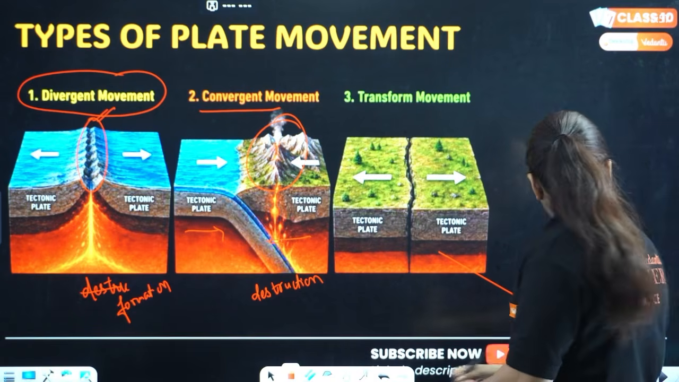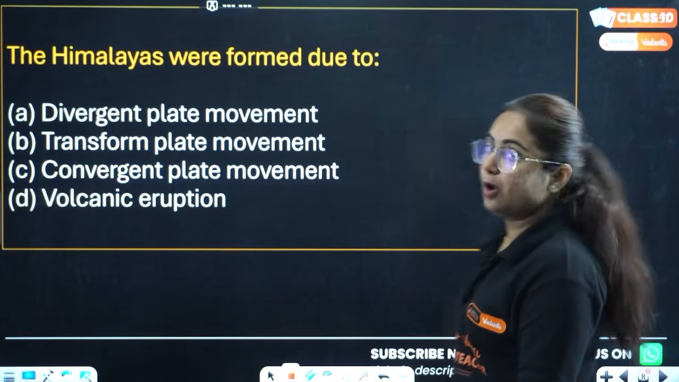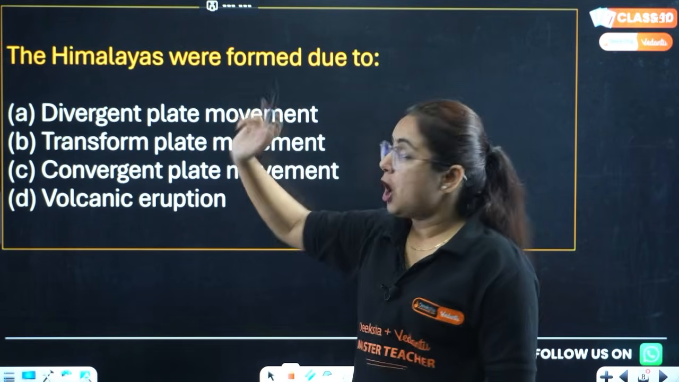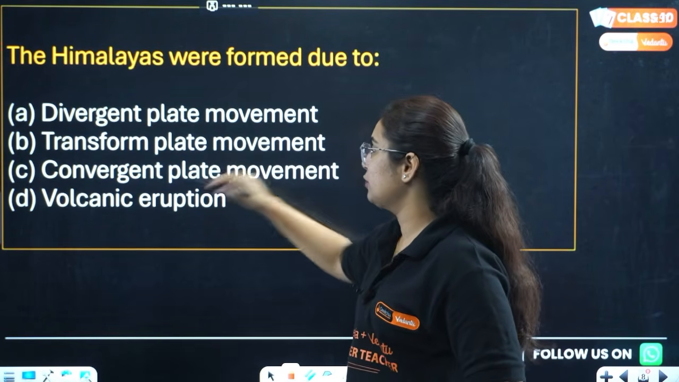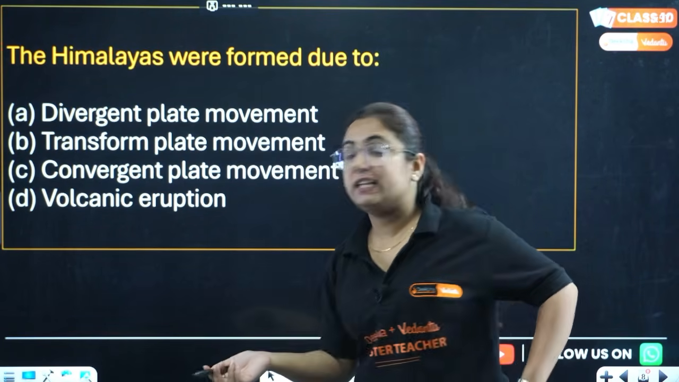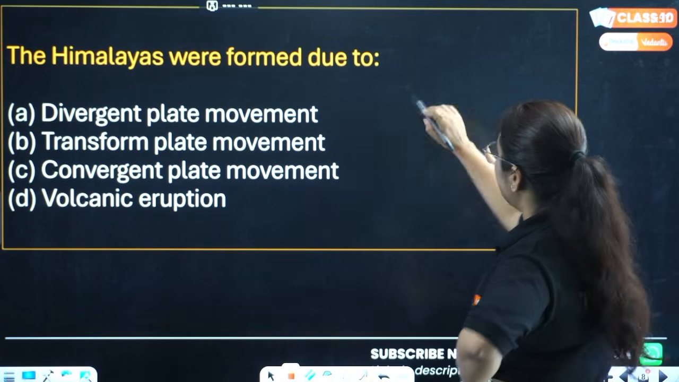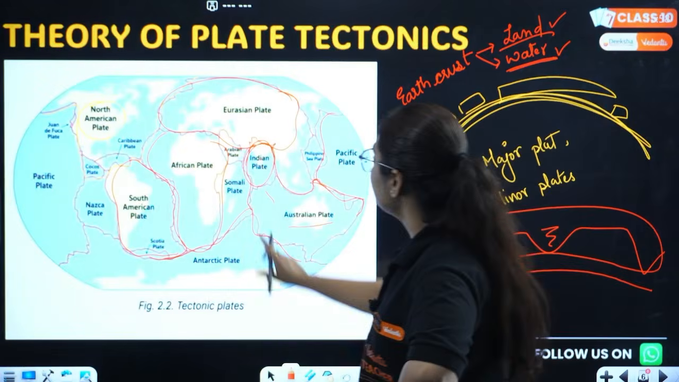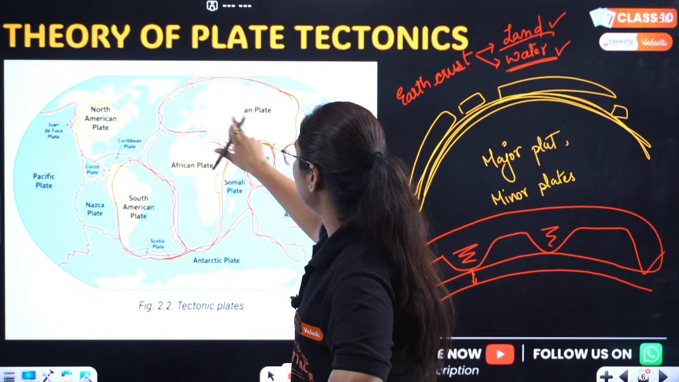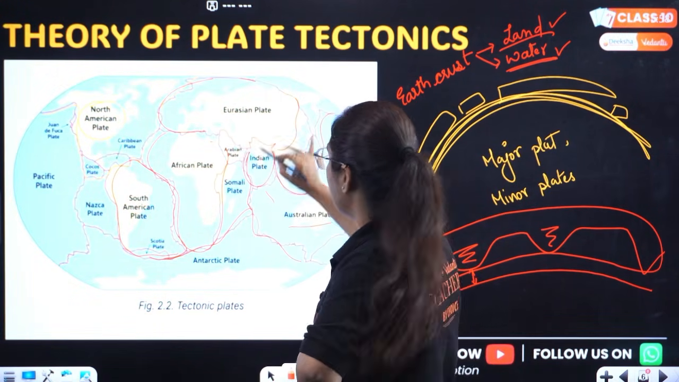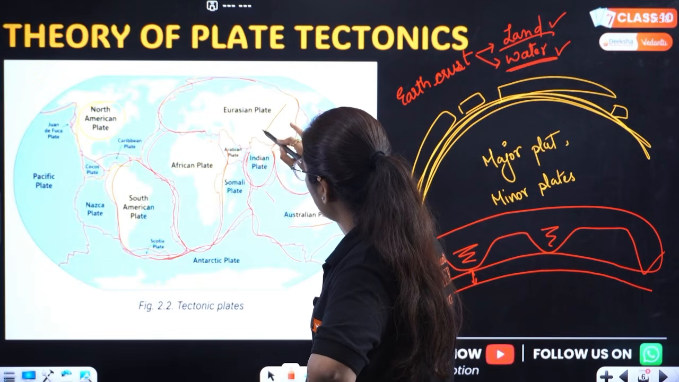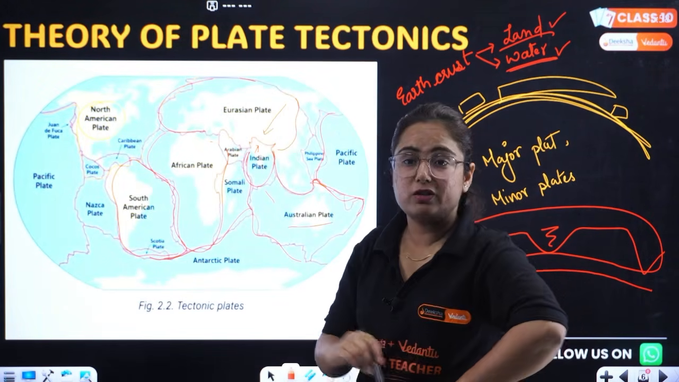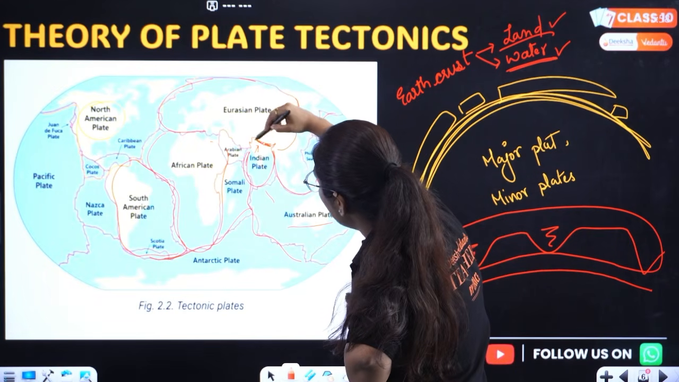These are the types of plate tectonic movements. Now comes the question: the Himalayas were formed due to, what do you think? Option A, divergent plate movement, B, transform, C, convergent, or D, volcanic. See, if you look at the map, this is a plate known as the Eurasian plate. When there was the southern movement of the Eurasian plate and the northern movement of the Indo-Australian plate, the Himalayan mountains were formed.